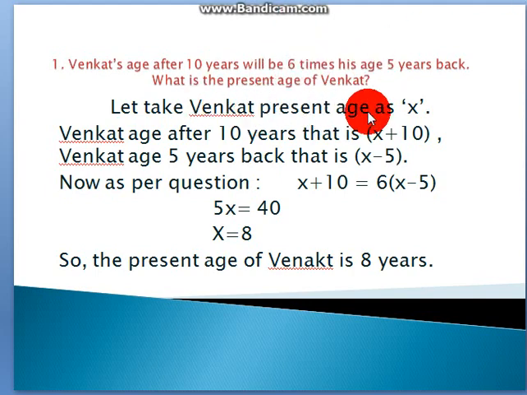Now let's take Venkat's present age as X. Then Venkat's age after 10 years is X plus 10, and Venkat's age 5 years back is X minus 5. As per the question, Venkat's age after 10 years will be 6 times his age 5 years back. So X plus 10 is equal to 6 times (X minus 5). From this you can get the value of X as 8. So the present age of Venkat is 8 years.